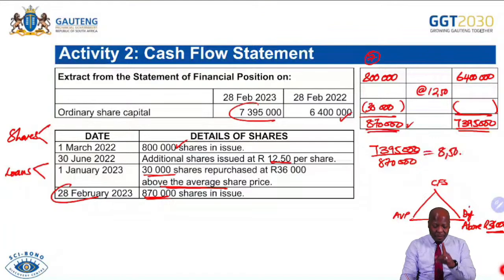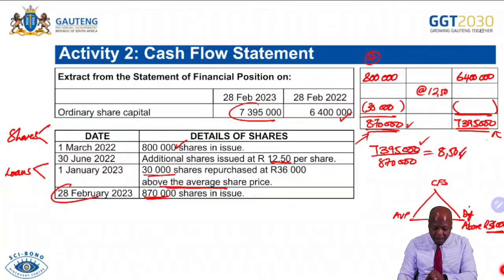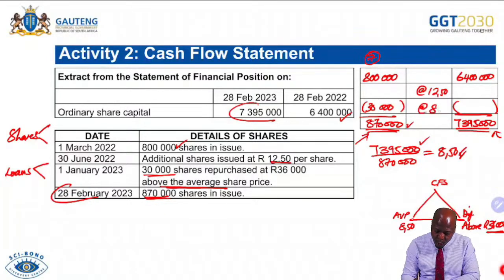Did you get the same figure? Okay, let's see if we can get the same figure. What do you say? You say your 7,395,000, which is this amount here at the end, divided by 870,000, which is the number of shares at the end. Did you get 8 Rand 50 now? Okay, now let's continue. Now that you have the 8 Rand 50, that becomes the average price, so which is what we have over here. That simply means when we had the repurchase of shares, we repurchase them at that average price, which is your 8 Rand 50.